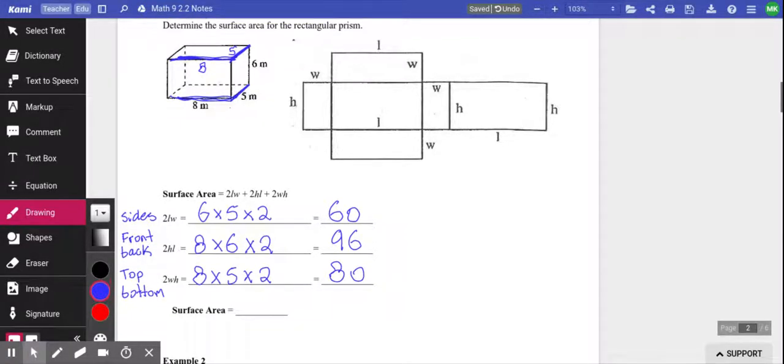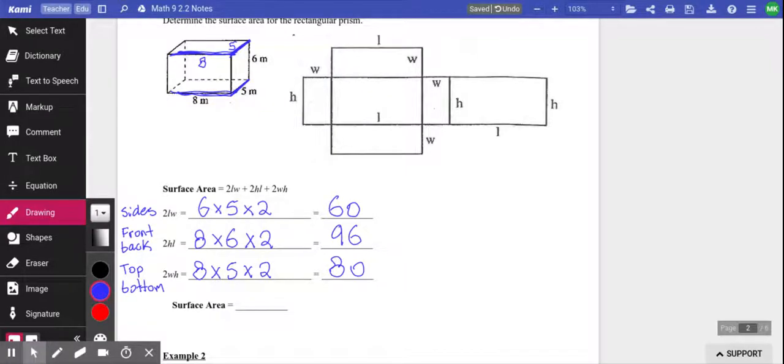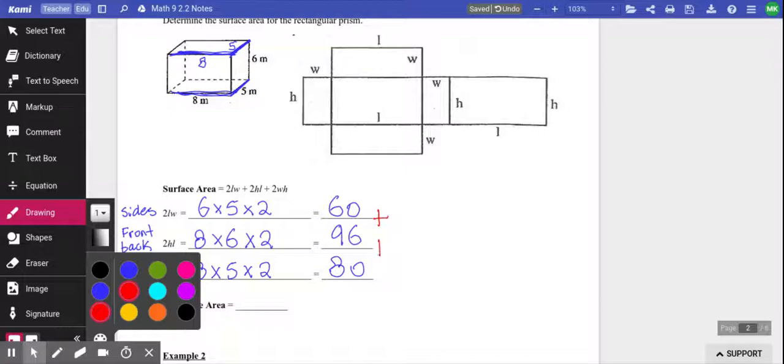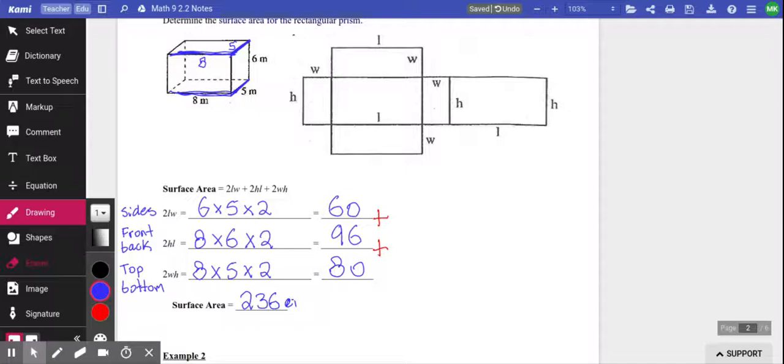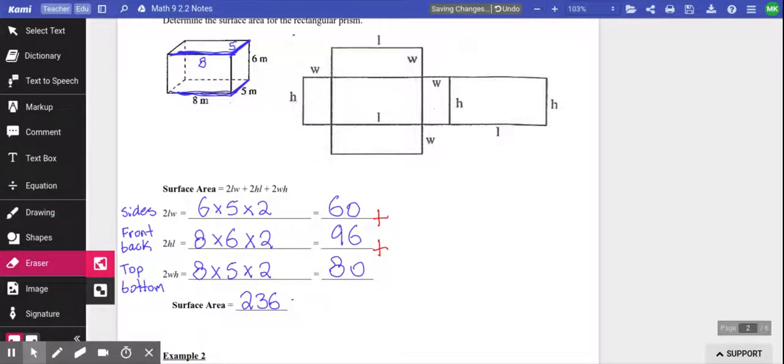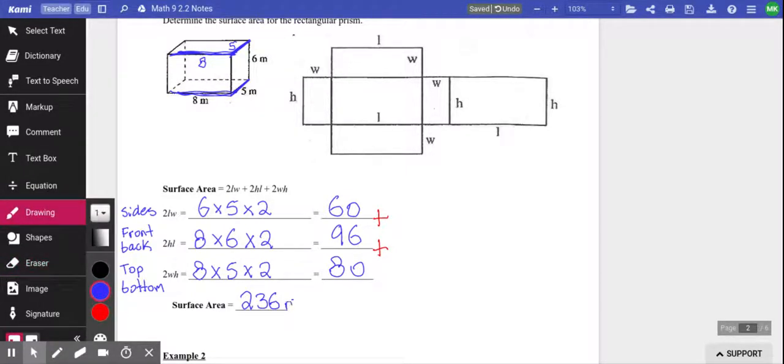The surface area of the entire shape would be all of these things added together. So 60 plus 80 plus 96. If you throw that in your calculator, you should get 236 as your total area. And again, this one would be meters squared. You do not need to write the units. I'm not stressing about it.